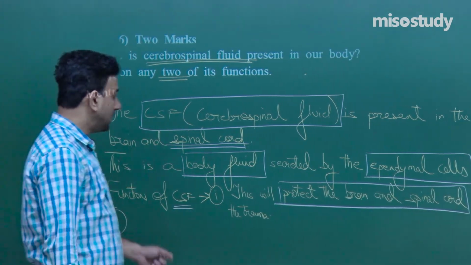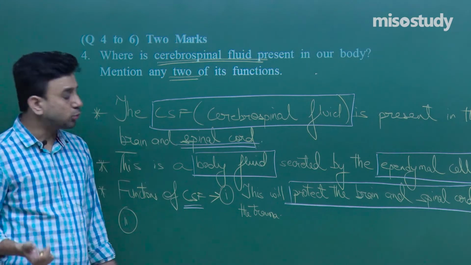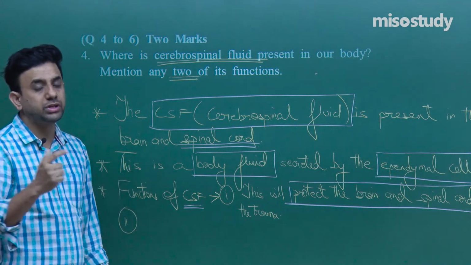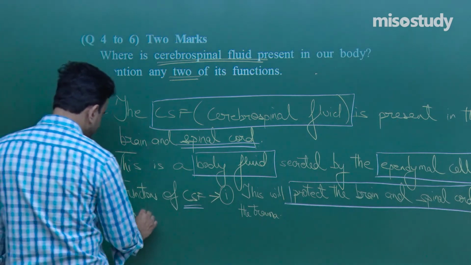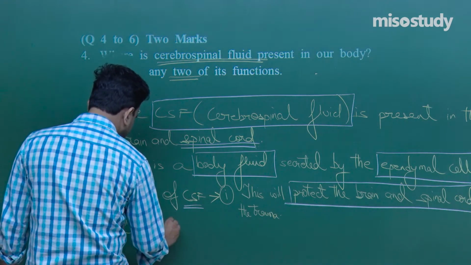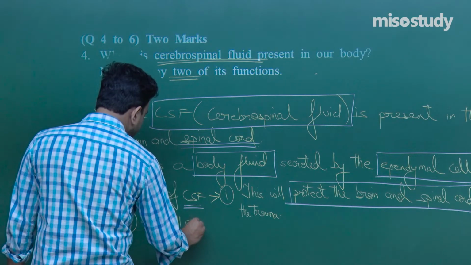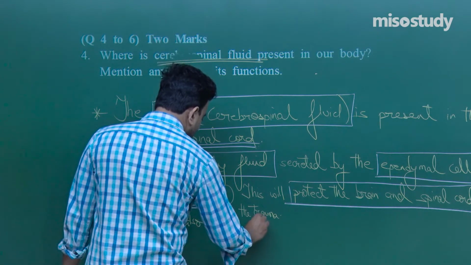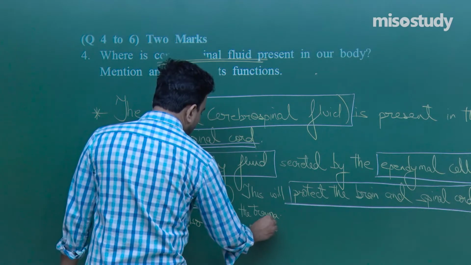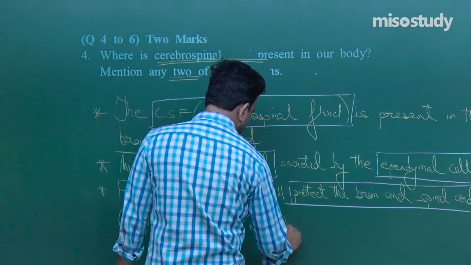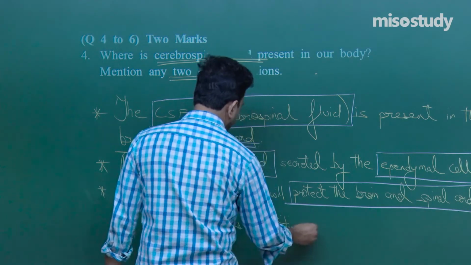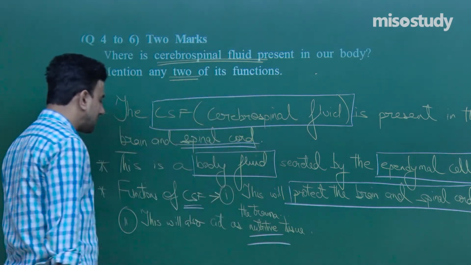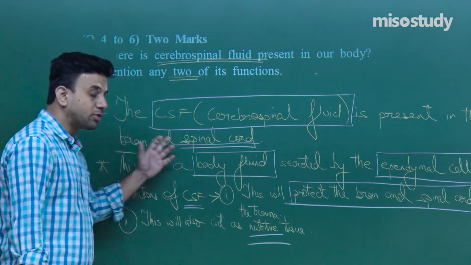Secondly, what we will see is that the CSF, apart from protecting the brain and spinal cord, provides nourishment to the nerve cells. Okay. This will also act as nutritive tissue, right. So, we have mentioned two of its functions, that it will also act as the nutritive tissue.